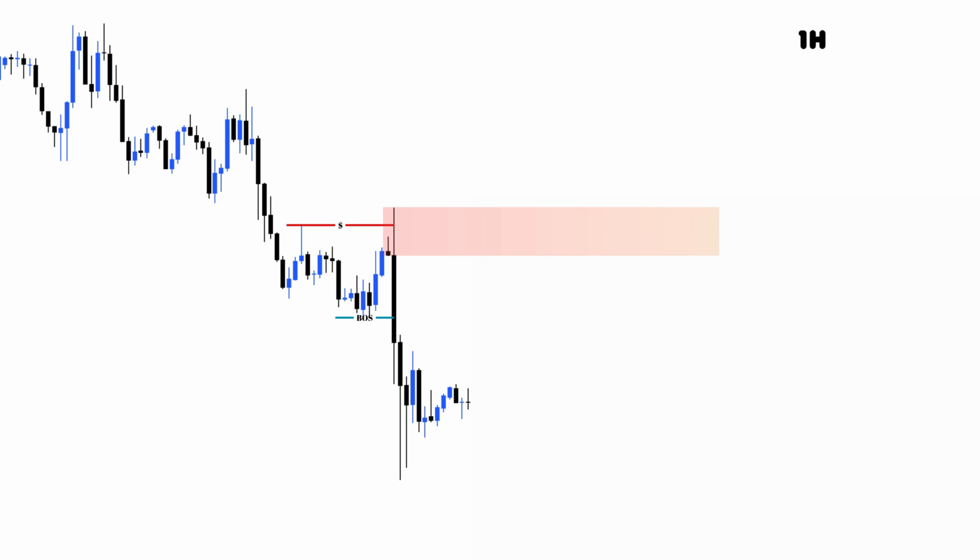After identifying all these areas, I mark the region as the place where I expect the price to pull back, starting from the top of the strong bearish candle. I'm waiting for the price to come back to this level.